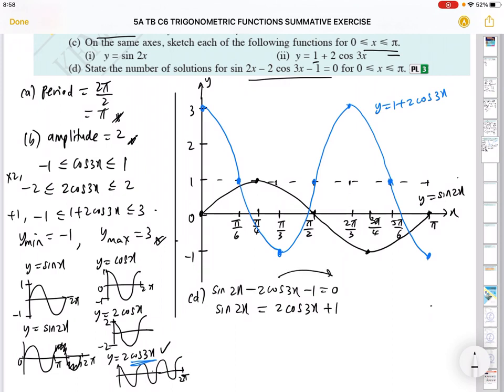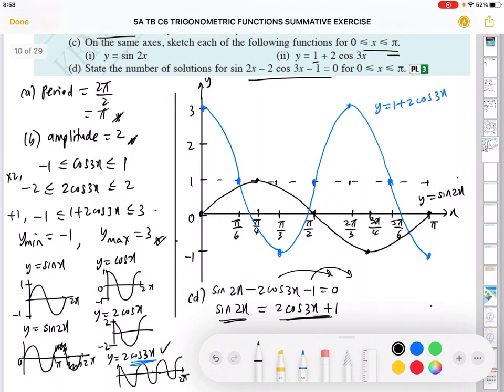So both of them share the same y value. In fact, they will have the same x value. That means you are finding the point of intersection. They have the same value here. Maybe I highlight for you 1, 2, and 3, right? The same point of intersection.